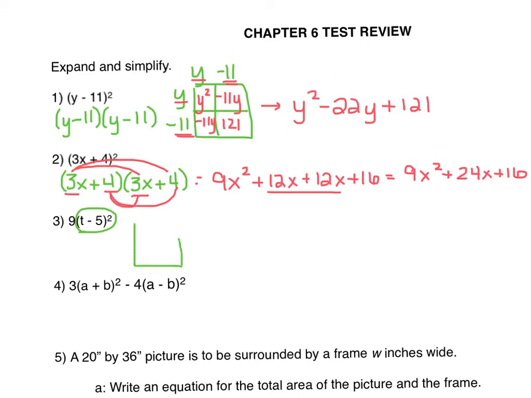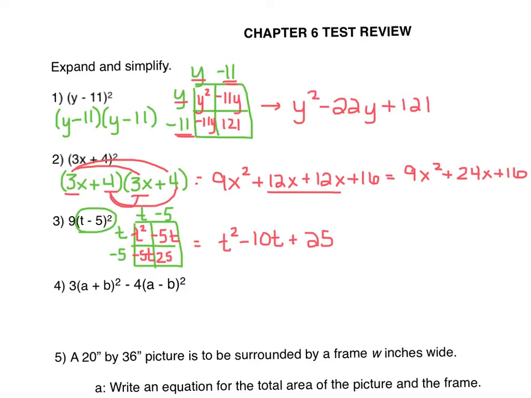Again, you could use FOIL if you wanted to. So this would be t and minus 5, t and minus 5. And when I multiply those out, I get t squared minus 5t. Down here, this would be another minus 5t. And then minus 5 times minus 5 is positive 25. So I get t squared minus 10t plus 25.